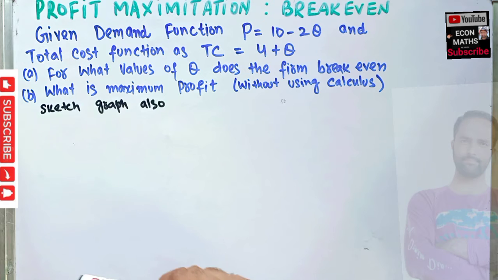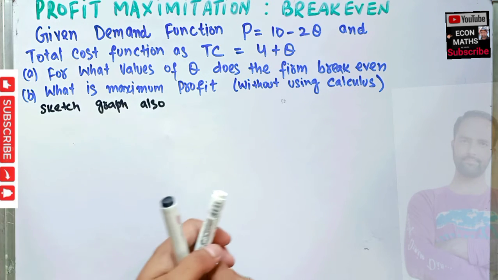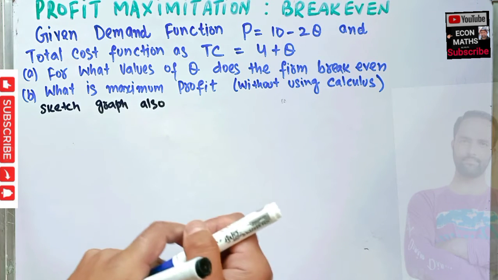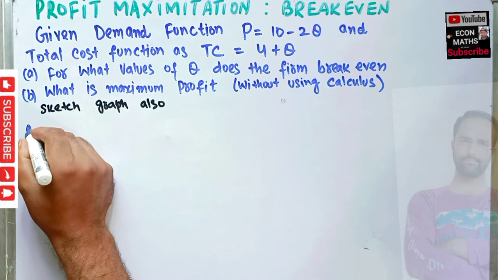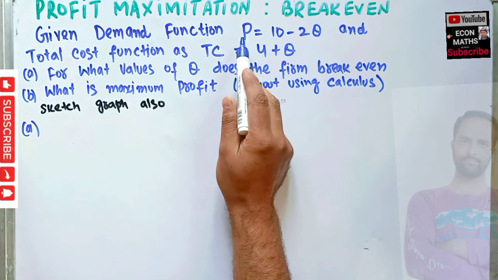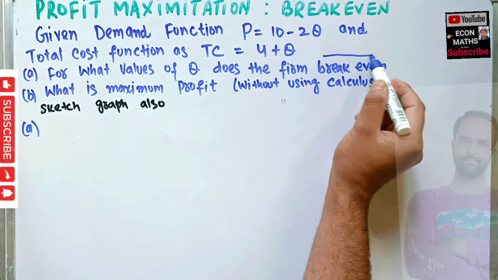For what values of output does the firm break even? What is the maximum profit? Without using calculus, we have to calculate it and also to sketch the graph of profit function. Okay, so let's come to the first part. First, let us see what we are being given. We are being given the demand function and total cost function. We need to find out the break even point.